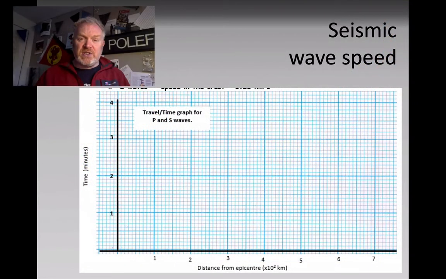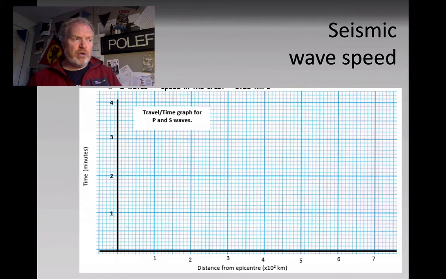Okay, we're working on pages 6 and 7 of our booklet. The first thing we need to do is understand how two types of earthquake waves, what we call P waves and S waves, travel. They move at different speeds. So if we plot a distance time graph for these two earthquake waves, it'll show us how far each of these waves will travel in a particular time.